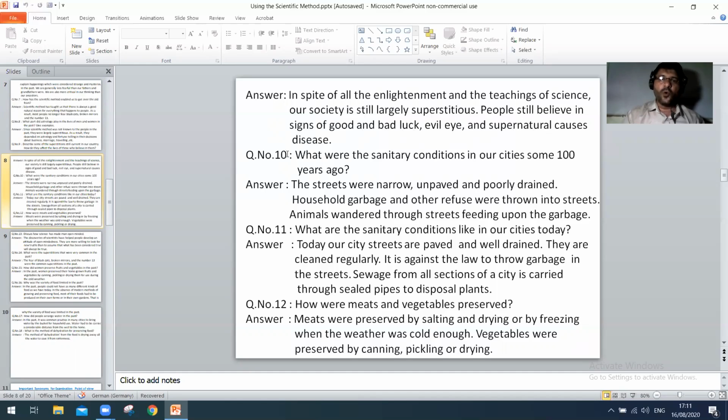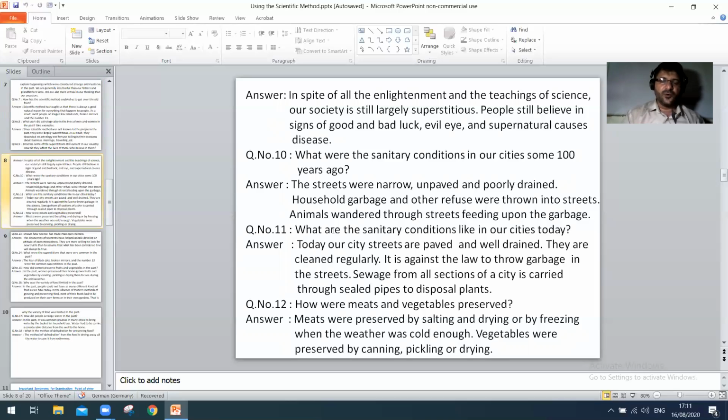Question number 10. What were the sanitary conditions in our cities some 100 years ago? Answer. The streets were narrow, unpaved, and poorly drained. Household garbage and other refuse were thrown into the streets. Animals wandered through the streets, feeding upon the garbage.